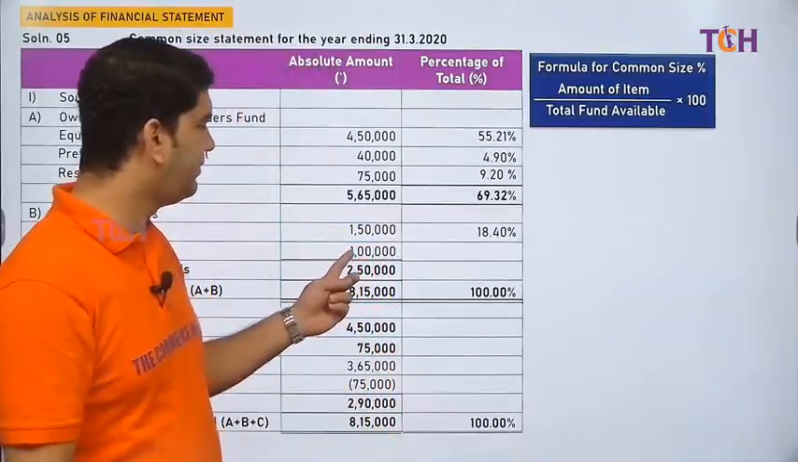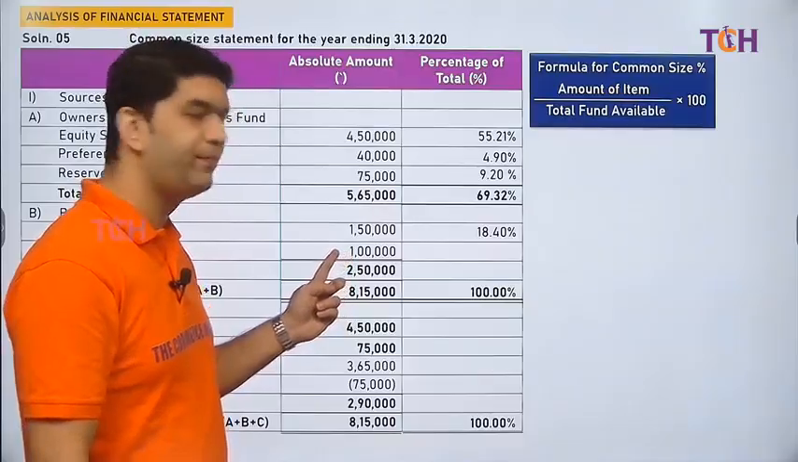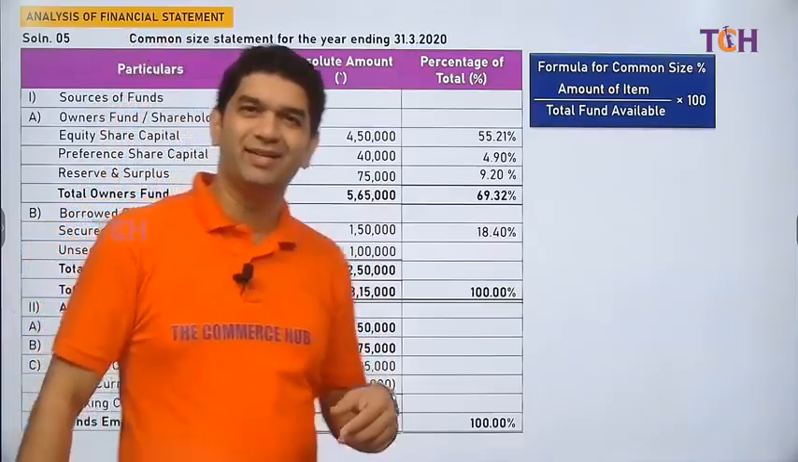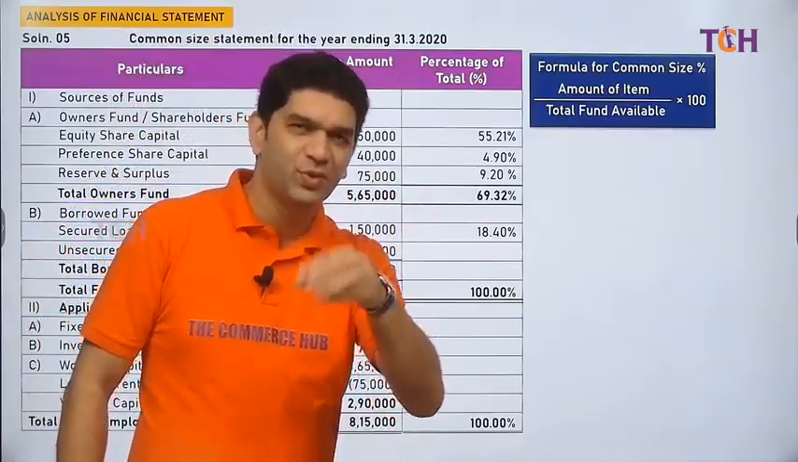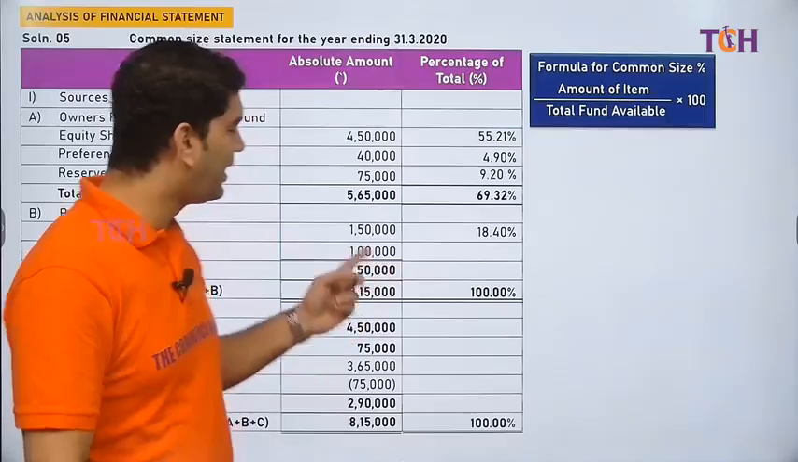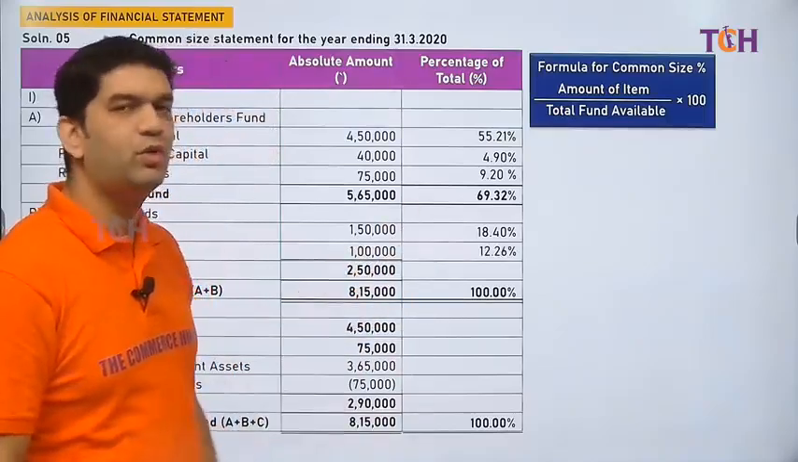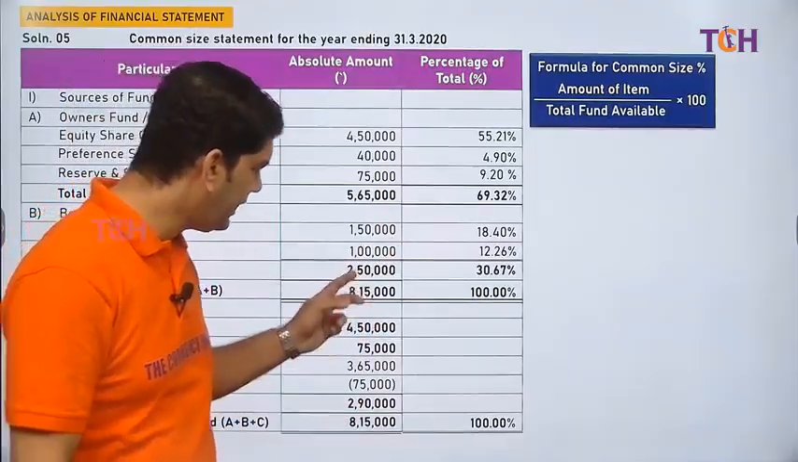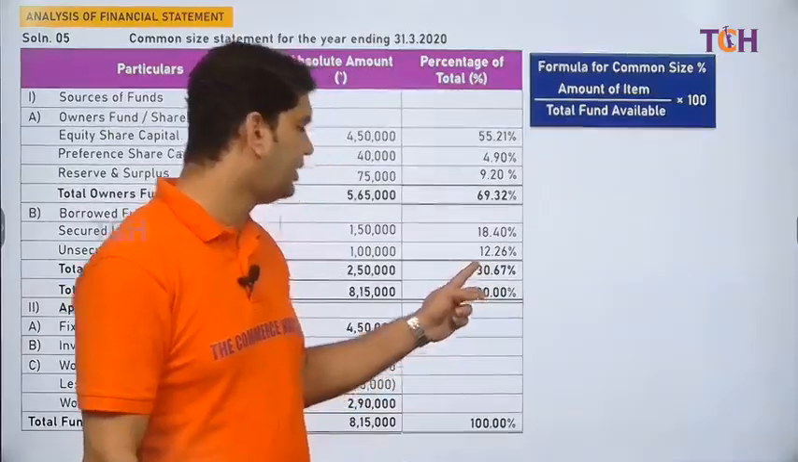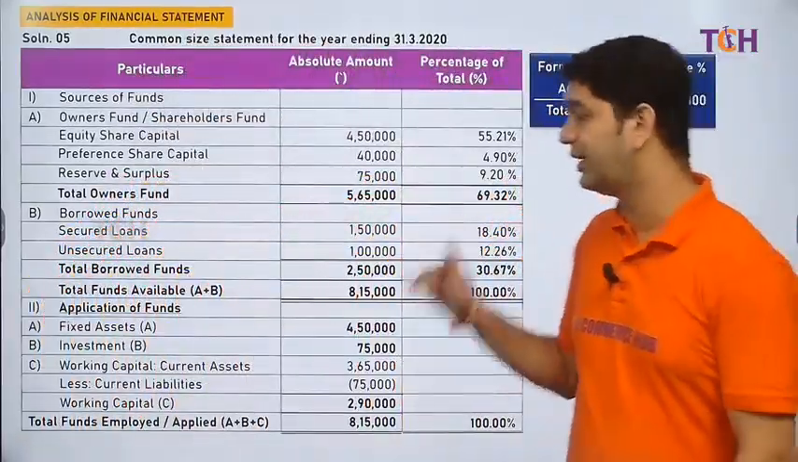Okay. Now please tell me, how will you calculate the percentage for this amount, 1 lakh? Superb, correct. You said it in your mind, so it is coming to you. Practice a little more. So 1 lakh divided by 8,15,000 into 100 is 12.26%. And then 2,50,000 divided by 8,15,000 into 100 is 30.67%. So this is how we have to calculate.